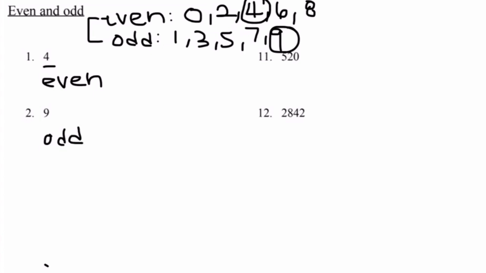Number 3, 520. When we're given big numbers like this, we look at the ones value to determine whether our number is even or odd as a whole. 520 has the ones value of 0, and 0 is an even number. Moreover, 520 is divisible by 2. Therefore, 520 is even. Last but not least, number 12, 2,842. Our ones value is 2, and 2 is part of our evens list. Moreover, 2 and 2,842 are both divisible by 2. Therefore, 2,842 is an even number.